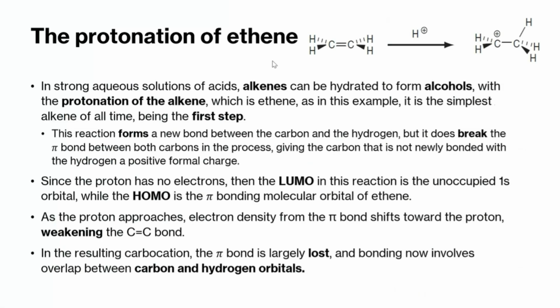Our next reaction will go over the protonation of ethene. In organic chemistry, you will learn that alkenes, in strong aqueous solutions of acid, can be hydrated to form alcohols, with the protonation of the alkene, which is ethene in this example, being that first step.